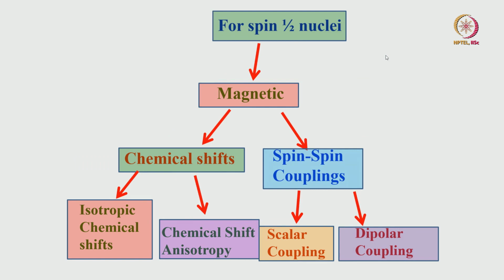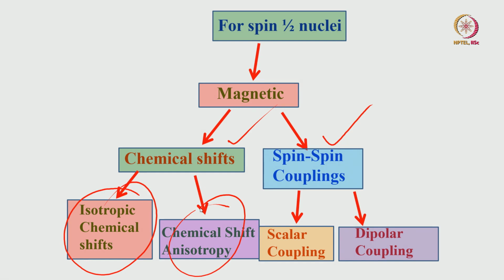If I consider only spin half nuclei, that is what we are interested in, and what we are going to discuss for the rest of the course. We mostly concentrate on spin half nuclei. We are dealing with only magnetic interactions. So, we are dealing with only chemical shifts and spin-spin couplings. In chemical shifts, we deal with only isotropic chemical shift and CSA. If we are dealing with solids, we are dealing with scalar coupling, and if you are dealing with an ordered system, like a partially or fully ordered system, we deal with dipolar couplings. For spin half nuclei, all these four interactions are present.